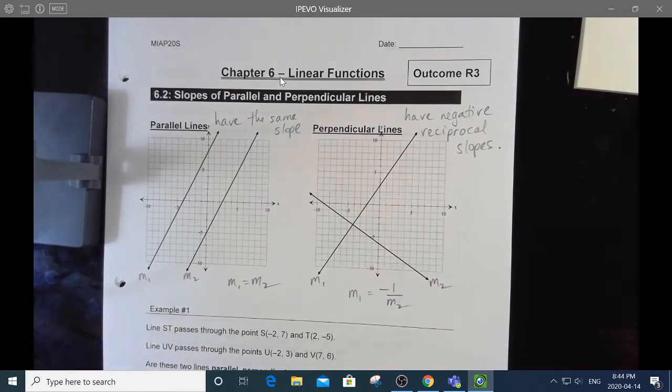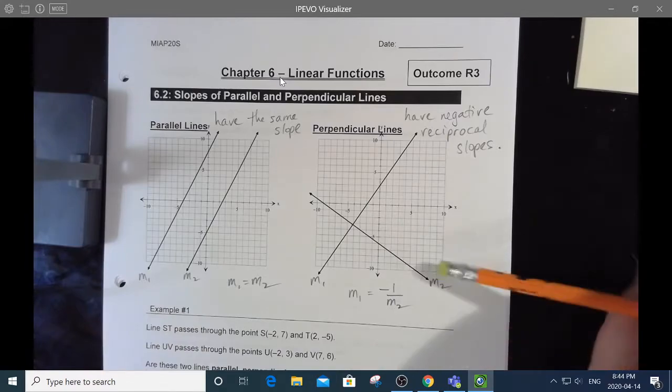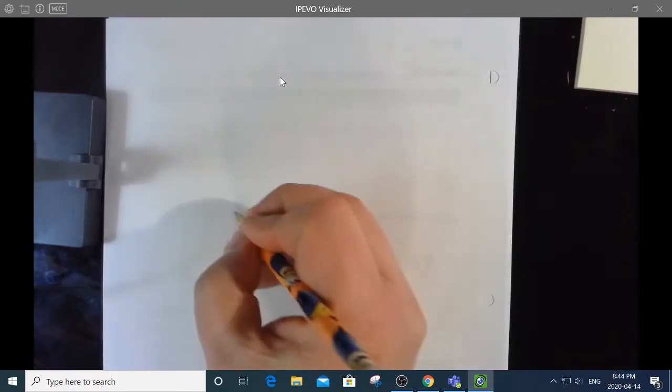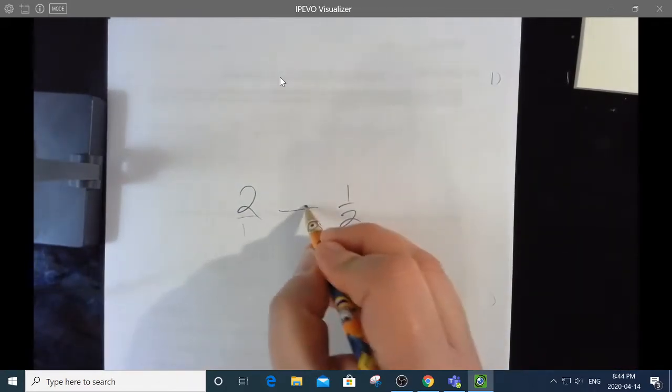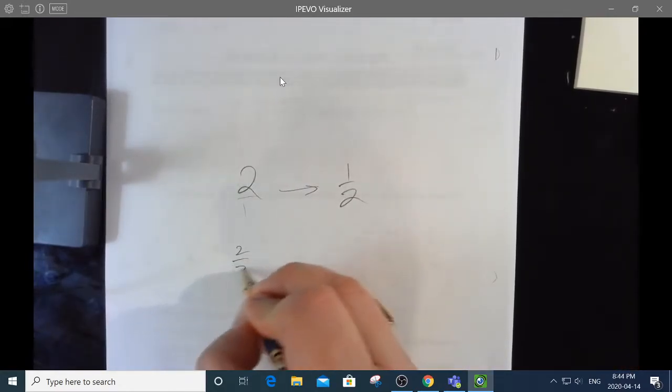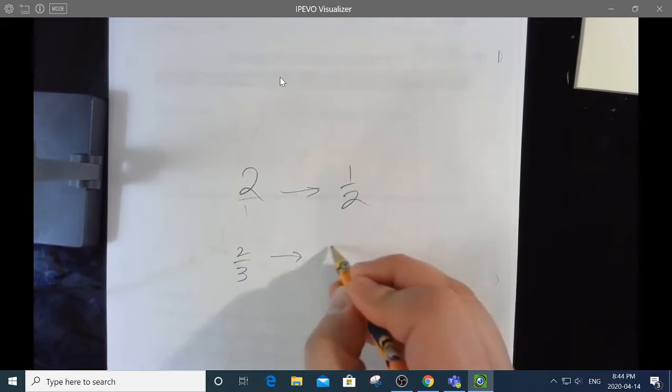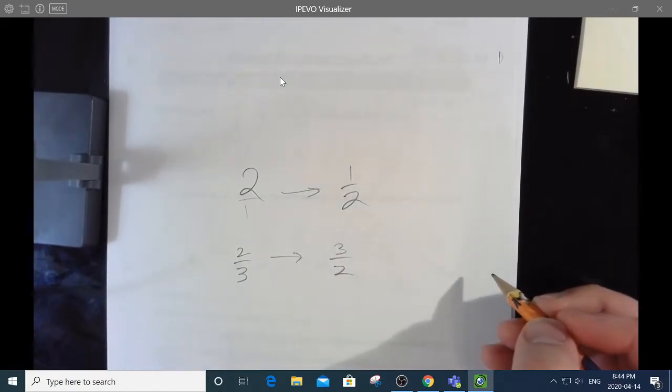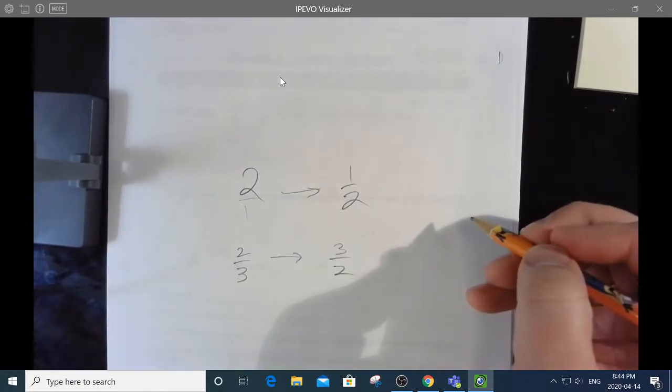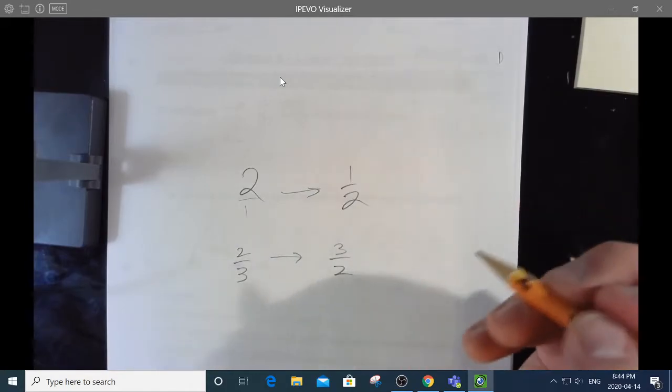Now, do you remember how to make a reciprocal? Quick flashback on that. What's the reciprocal of the number 2? 1/2, because remember 2 means 2 over 1. So to turn it into a reciprocal, you just flip the fraction over. What's the reciprocal of 2/3? 3/2. So if I had a line with a slope of 2, what would be the slope of the line that's perpendicular to it? It'd be negative 1/2.